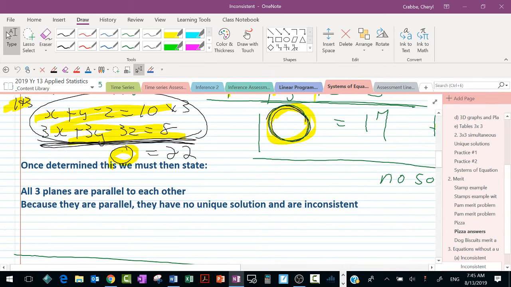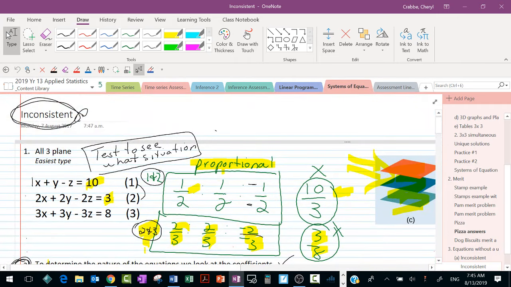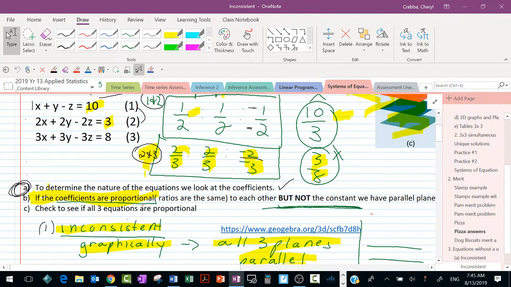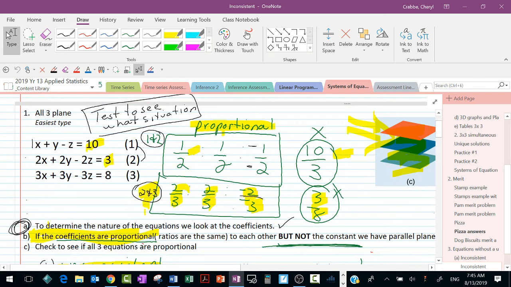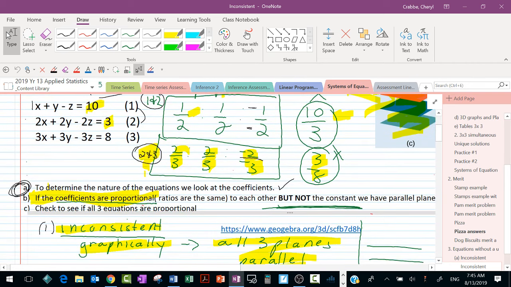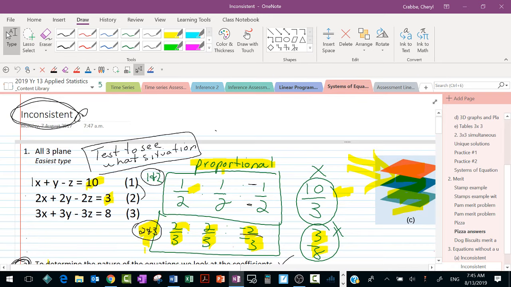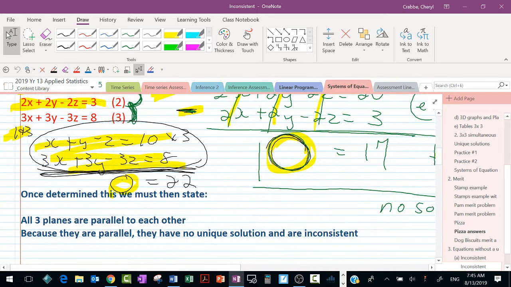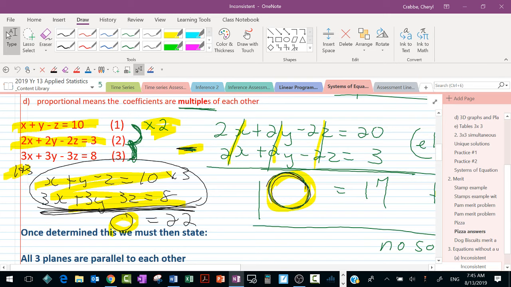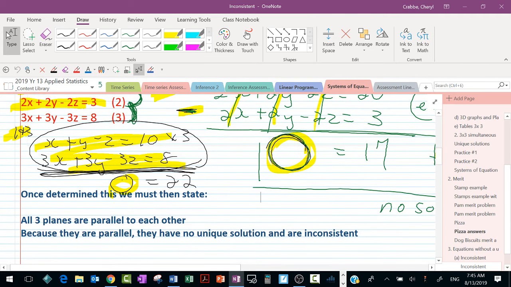There are other things that we'll have to do when we do it in context. But basically, we must state that graphically, we have a situation where all three planes are parallel to each other. And because they're parallel, they have no unique solution and are inconsistent. So you have to use this vocabulary. If you have a non-unique situation at merit, you may have to talk graphically about what that is and take a look at the coefficients. For excellence, you will have to do some of the algebra and show 0 equaling some number and then talk about what situation you have.